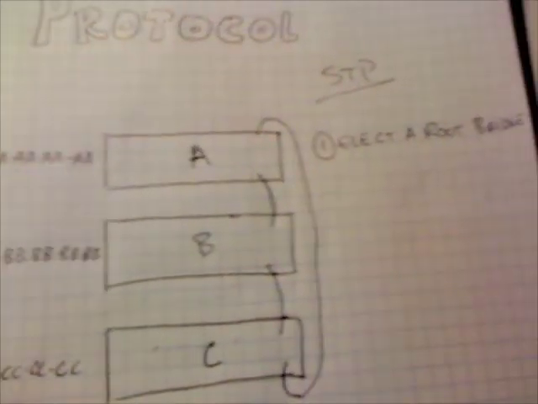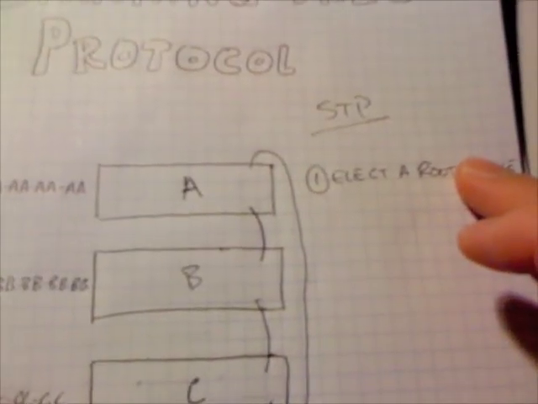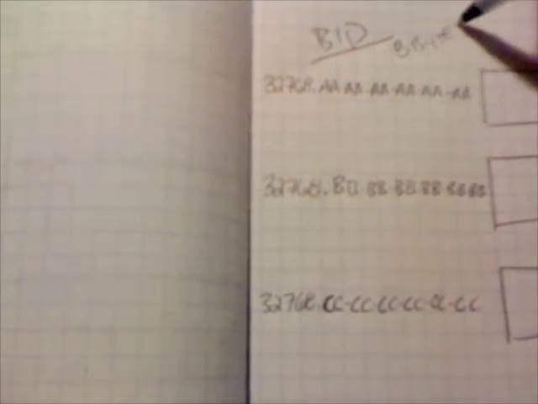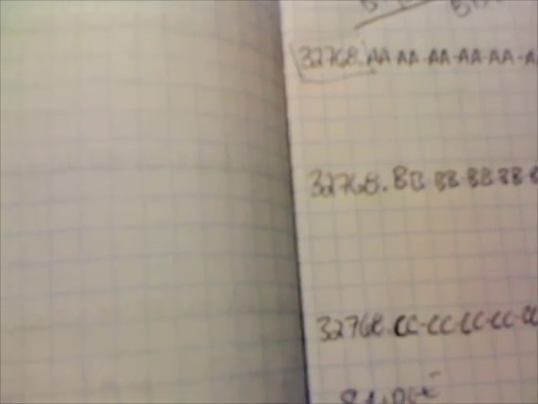So to elect the root bridge, STP uses what's called a bridge ID, or BID. And a BID consists of two parts. It's 8 bytes. The first part is the bridge priority, and that is 2 bytes. That consists of this first part here. By default, the number is 32768, but it ranges anywhere from 0 to 65,535. So this is the default bridge priority.